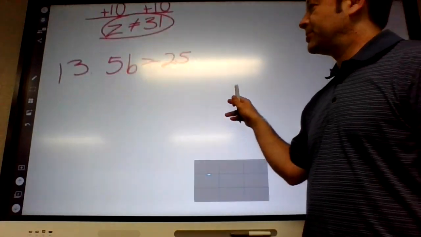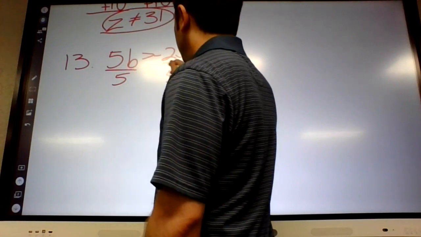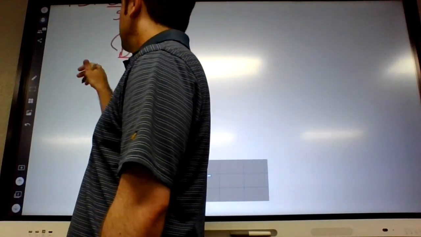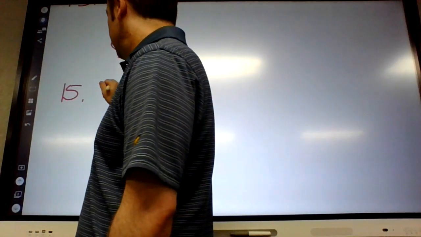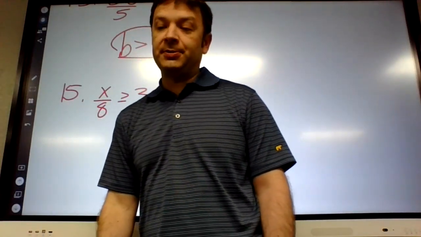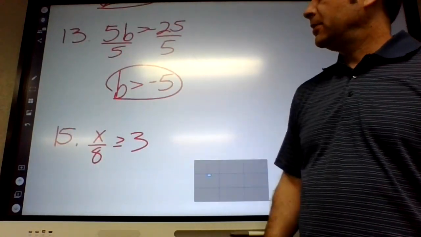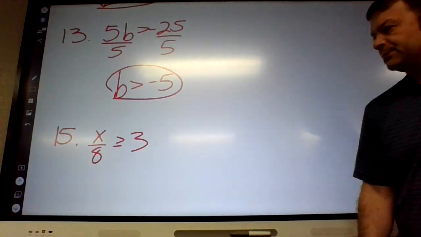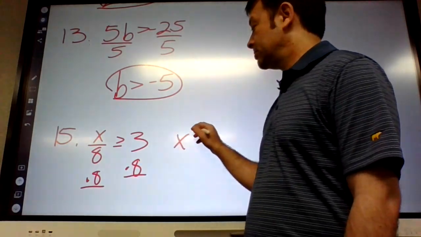All right, Jesse, what do we do on this one? 13. You'll divide both sides by 5. Okay, does the inequality switch? No. And 0 could be an answer. Alright. Yep. 15, let's see where we are. Avery, what should we do on 15? Put it over here.